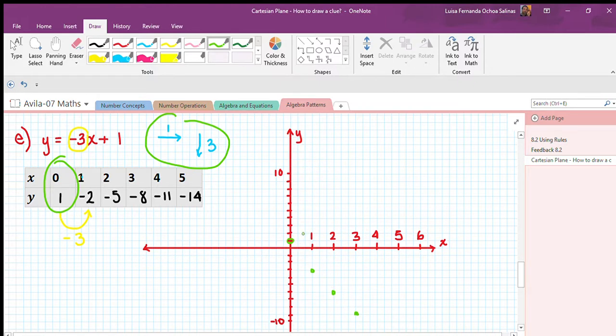Okay. So if my points are correct, I'm going to check with blue. So the first point 0, 1. Yeah, that is the one that I started. And 1, negative 2, 1. Oh, it didn't work. What did I do wrong?